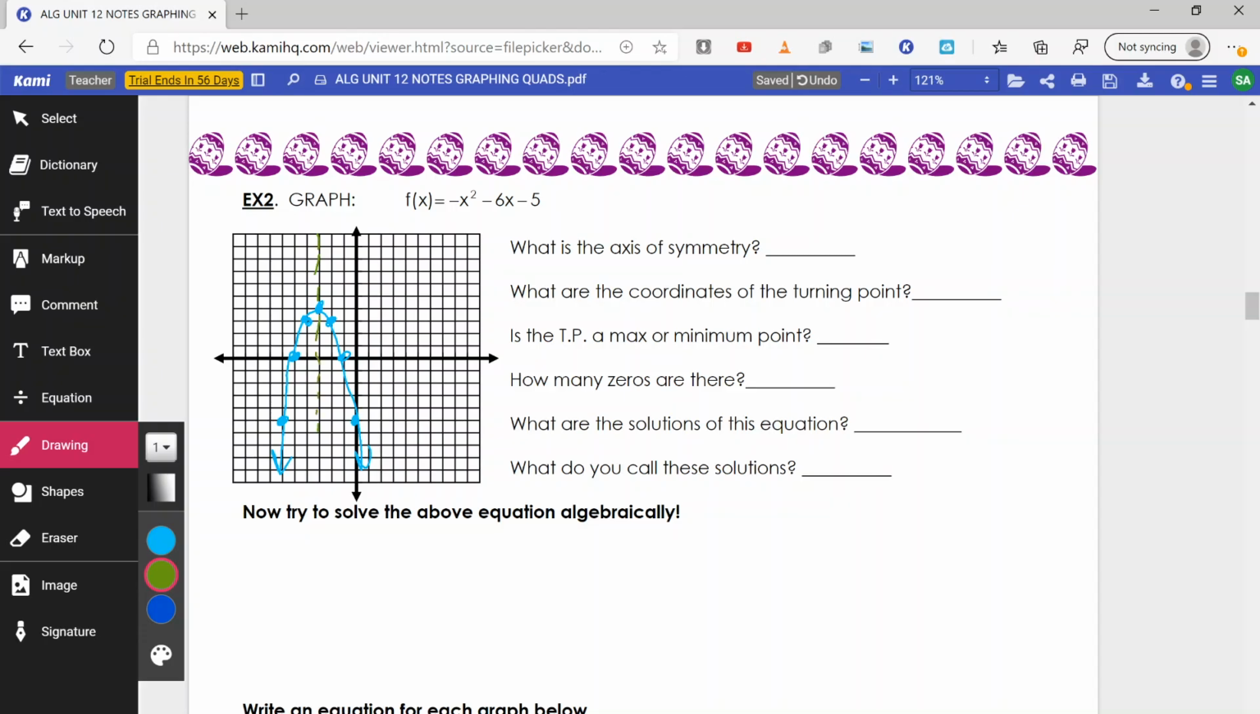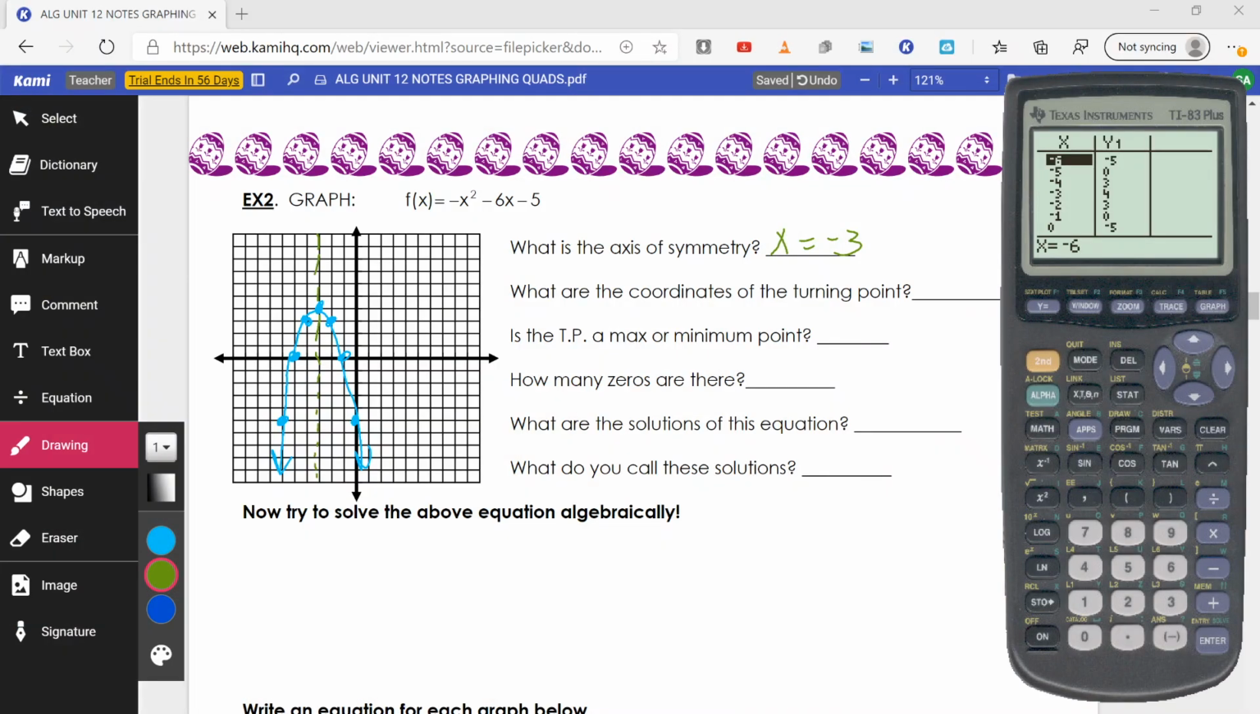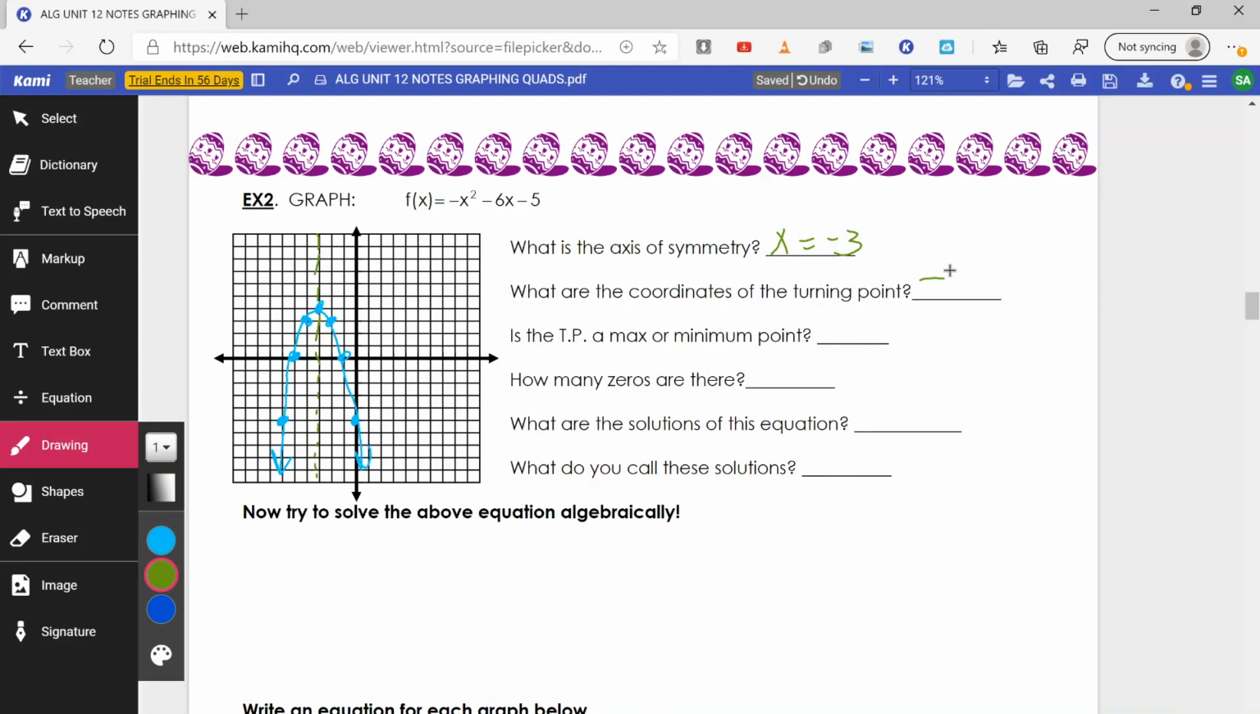Again, the dotted line shows our axis of symmetry. In this case, it's x equals -3. Turning point, we already have it in the middle on our calculator as well, so -3, 4. We could also count on our graph. We go left 3, up 4, so -3, 4.